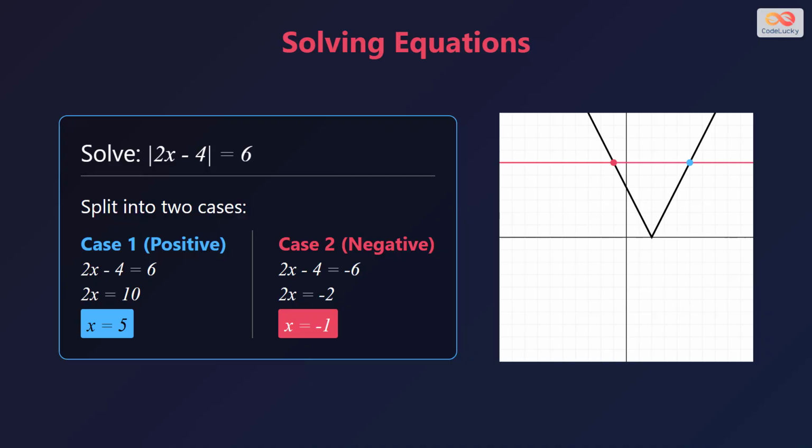To solve an equation involving absolute value, like the absolute value of 2x minus 4 equals 6, we must split it into two separate cases. Case 1 assumes the inside expression is positive, so 2x minus 4 equals 6. Case 2 assumes it was negative, so 2x minus 4 equals -6. Solving both linear equations gives us two distinct solutions, x equals 5 and x equals -1.